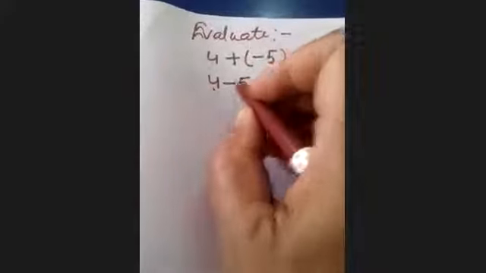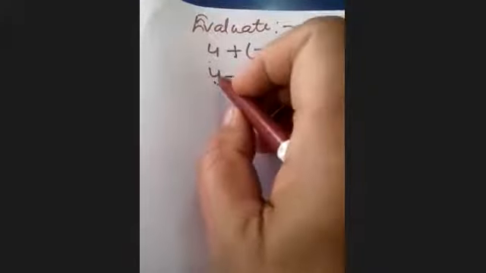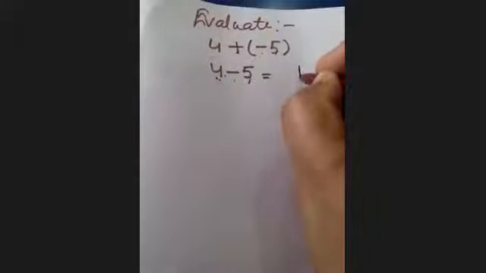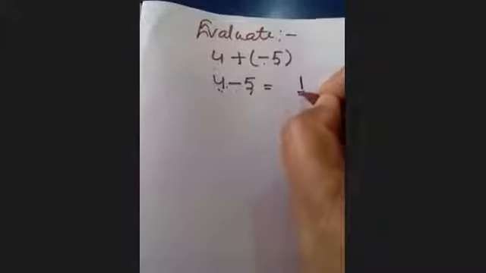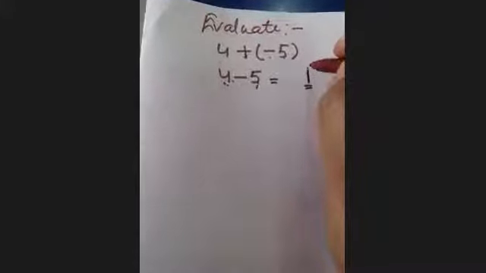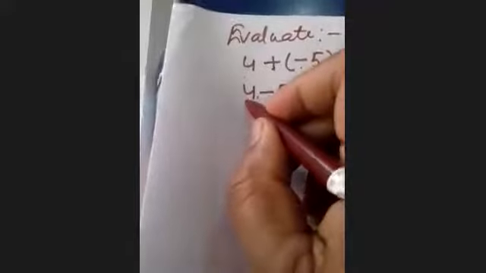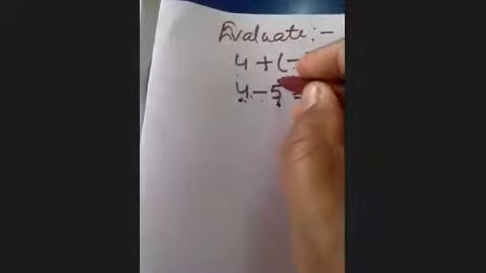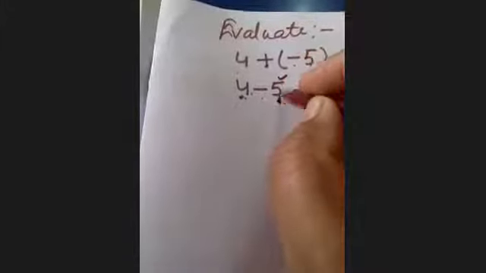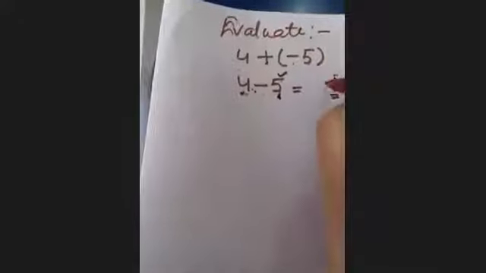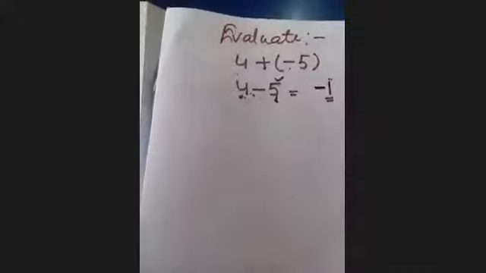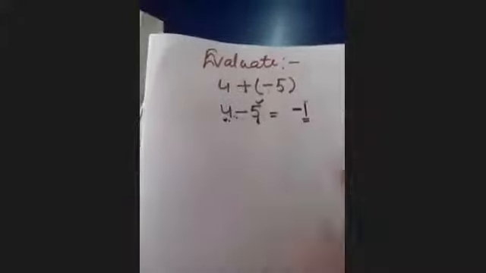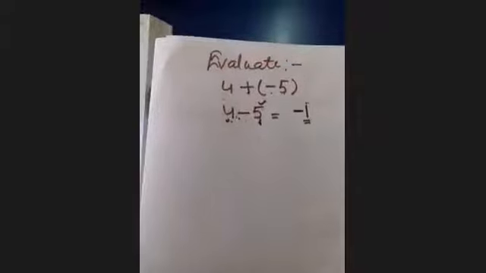4 minus 5. We are subtracting a greater number from a smaller number. First, 5 minus 4, the result is 1. Now note, is 1 positive or negative? 4 is a positive number, 5 is a negative integer. So 5 is greater and our greater number is with a negative sign. So the result will be -1. Clear, students?